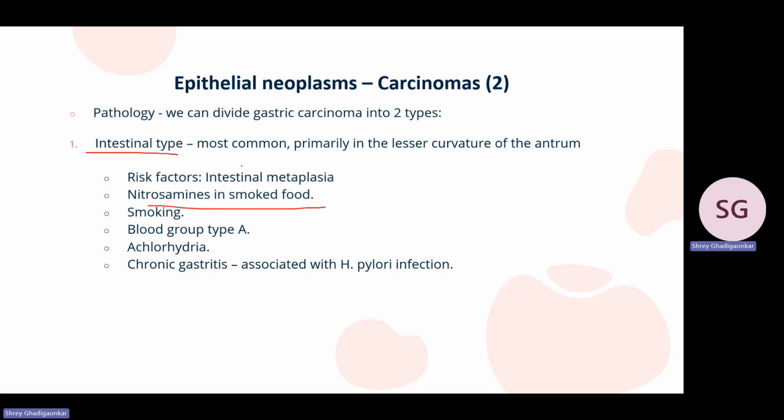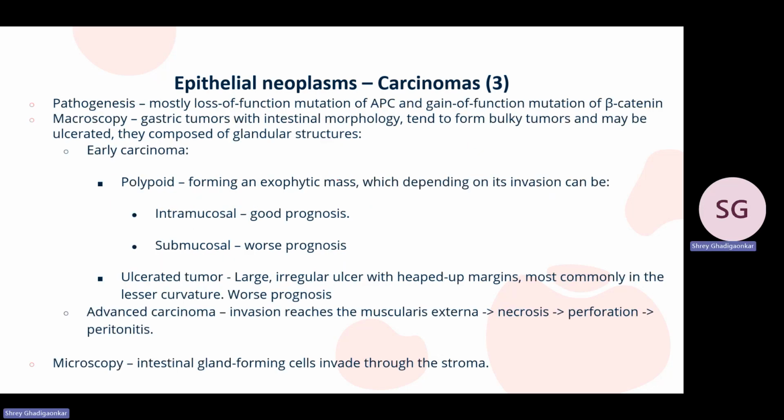Also, important to note that intestinal metaplasia is associated with H. pylori. And as mentioned, this can lead to chronic gastritis, and then you can have the metaplasia, and then you can have the cancer. Smoking as well. For some reason, blood group type A has an increased risk of these types of cancer. You have achlorhydria, which basically means decreased gastric acid production, or no gastric acid production, and chronic gastritis as well, as I mentioned, is associated with H. pylori.